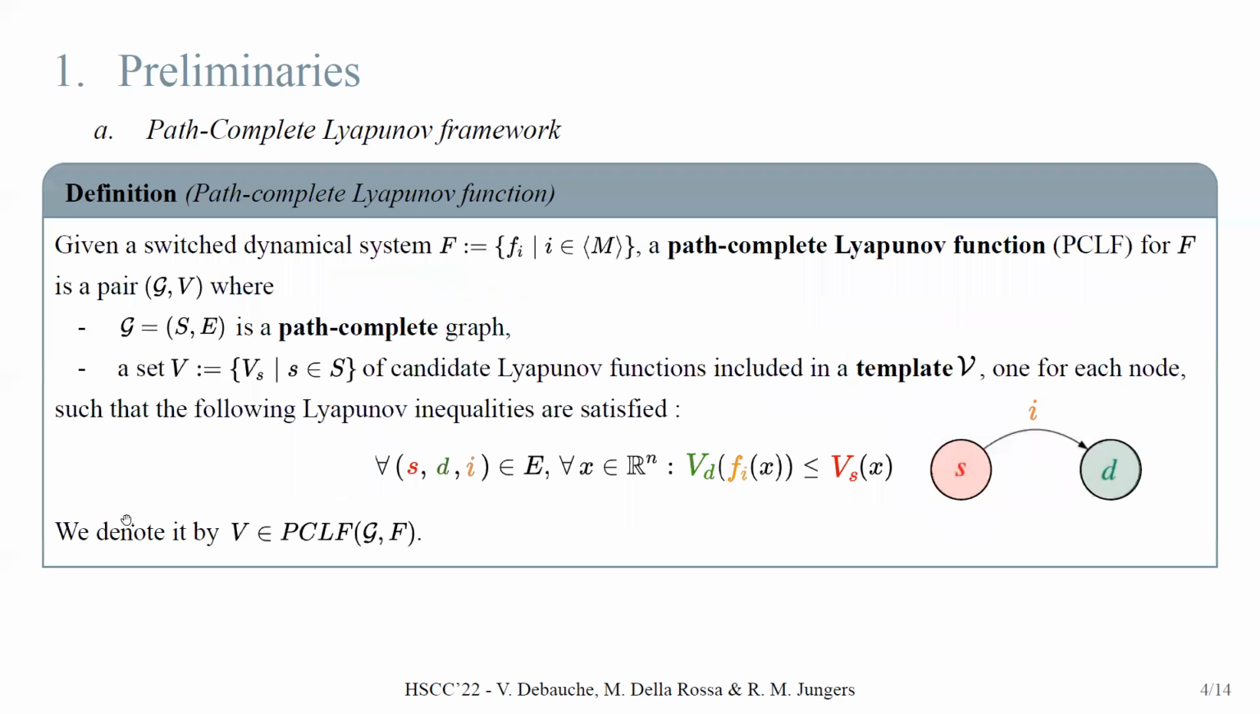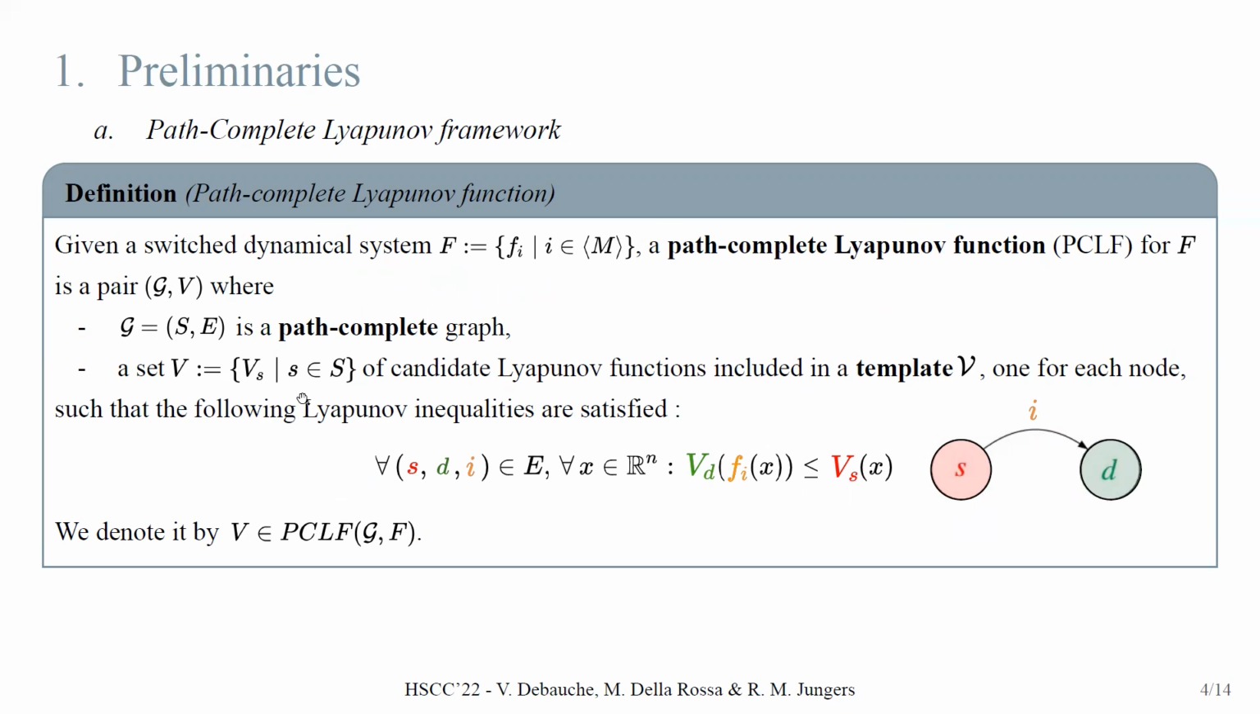So the path-complete Lyapunov theory is actually a generalization of this framework, since it requires two parameters. First, a path-complete graph, which will describe the Lyapunov inequalities, as we have seen in the previous example, and a template of candidate Lyapunov functions, among which we will look for a solution.